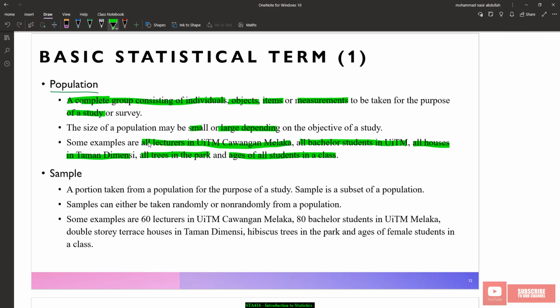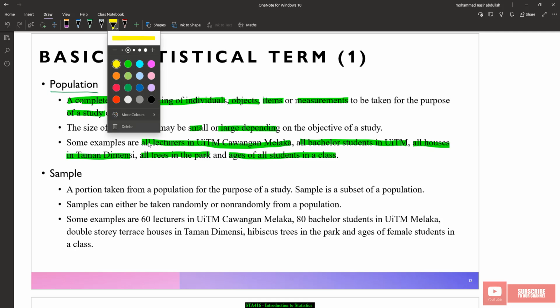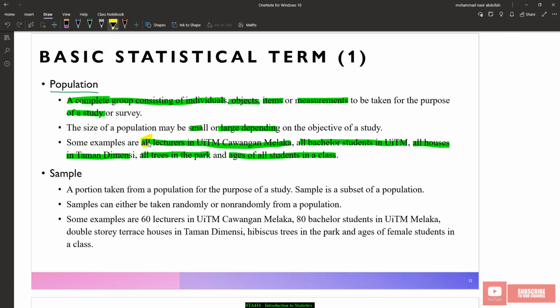So you tengok examples: all lecturers in UiTM Cawangan Melaka, all bachelor students in UiTM, all houses in Taman Dimensi, all trees in the park, age of all students in the class. So the keyword kat sini you nampak tak? Apa keyword dia? All. Right? Semua. So, semua orang yang ada dalam tempat yang kita nak study tu dikatakan sebagai population, right?